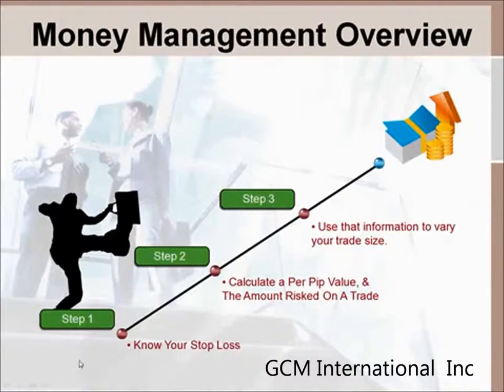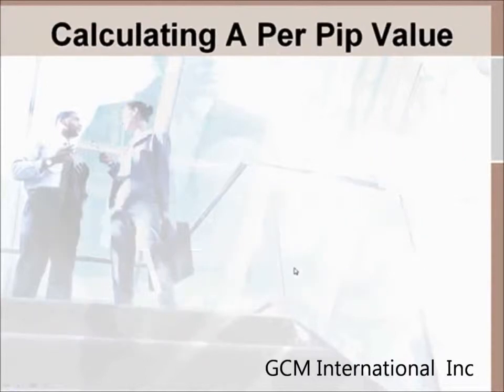So with this system, to succeed using it, you're going to need to know your stop loss, and once you know that, we need to calculate a per pip value and use those two items to calculate the amount risked on a trade. And then using that information, we can calculate the proper trade size so that you're always trading the correct amount and risking the same level every time you trade. So let's start by calculating a per pip value.